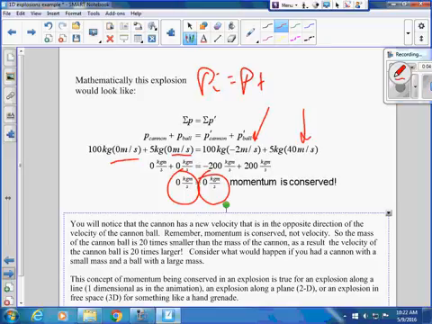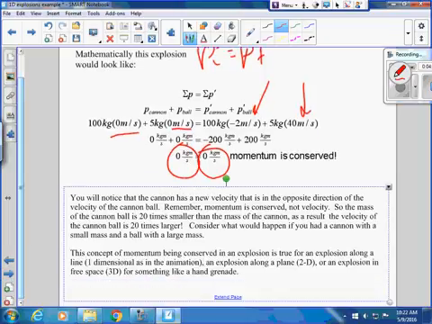This concept of momentum being conserved in an explosion is true for an explosion along a line, one-dimensional as in the animation. An explosion along a plane, two-dimensional, or an explosion in free space, 3 dimensions, for something like a hand grenade. When you toss a hand grenade, not that any of you would, and it would explode, all of the little bits and pieces, right? All that momentum is conserved.